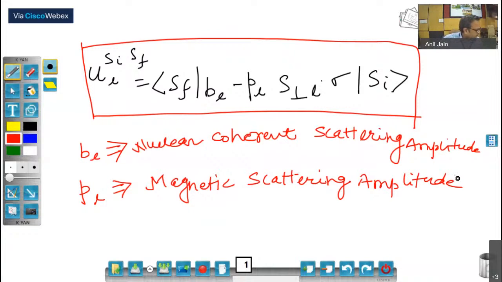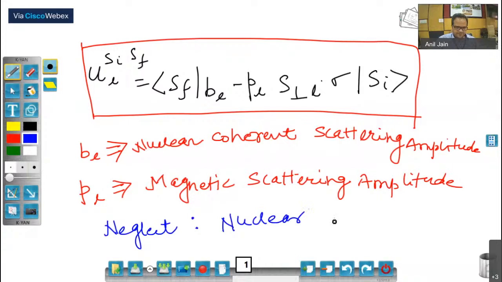Now, what I have neglected here is nuclear spin. So I am neglecting the scattering from the nuclear spin.